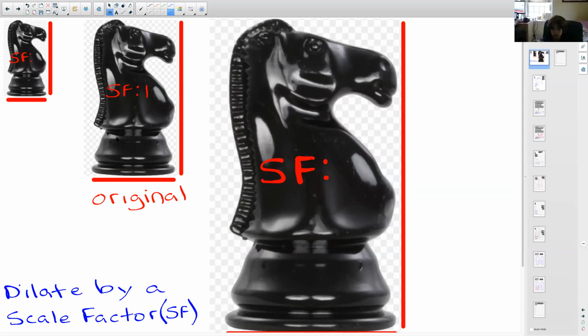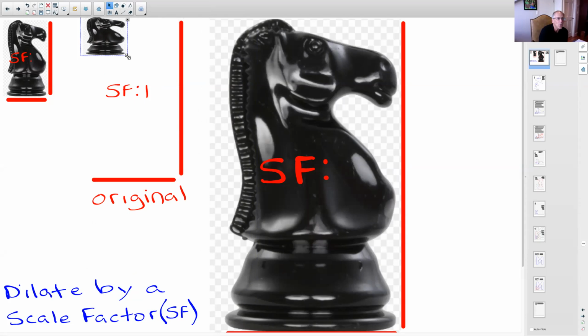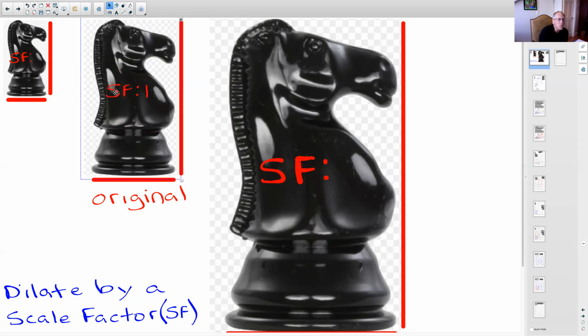Now, who would like to see a really cool dilation? Do you guys see the chess pieces? Yeah, the knight. Now, a scale factor of 1 means that we don't make it bigger or smaller. We keep it just the way it was. That's the original.